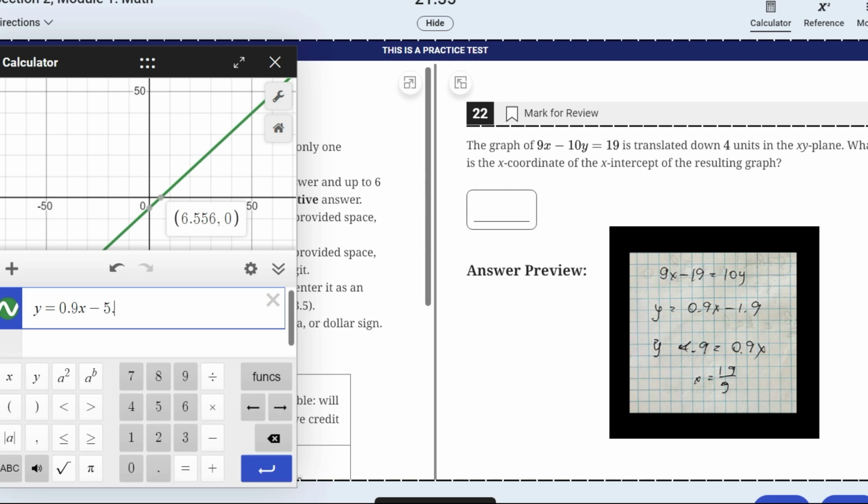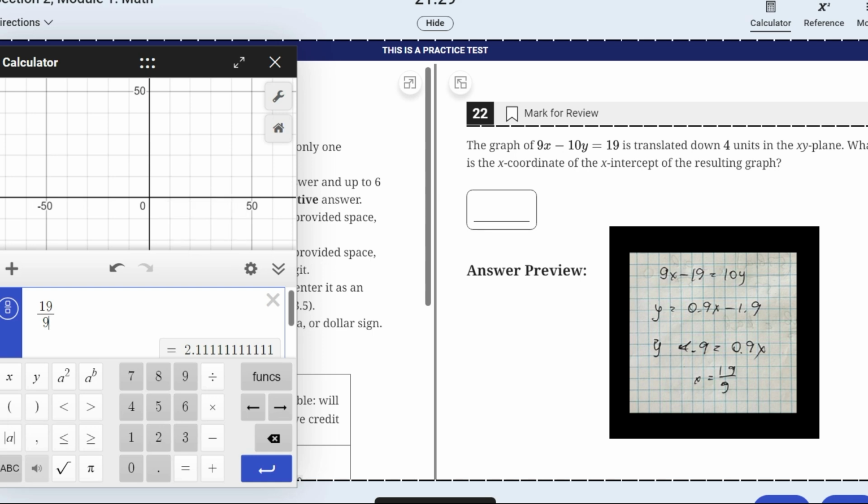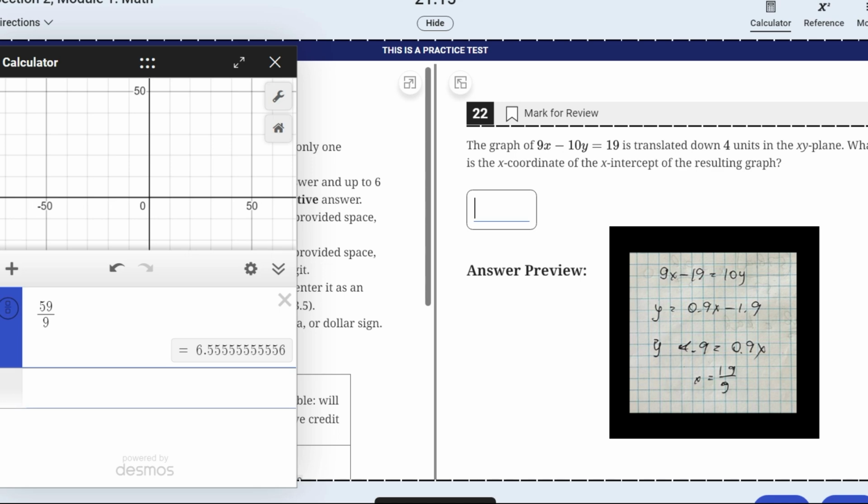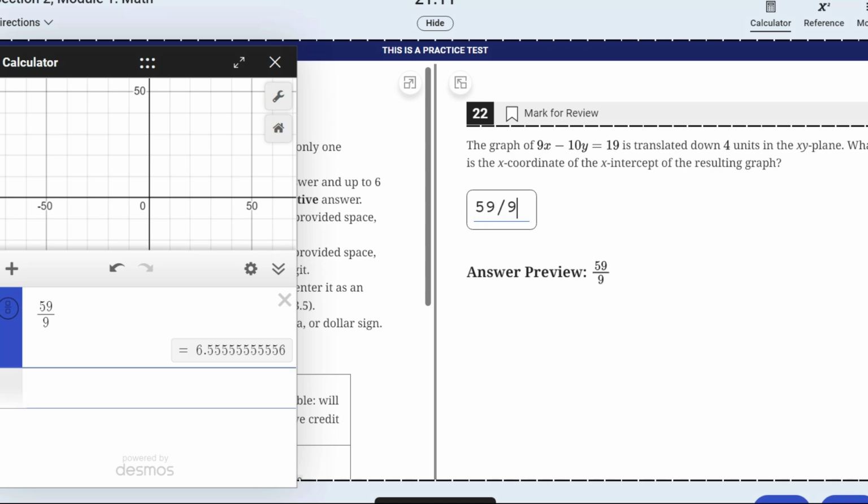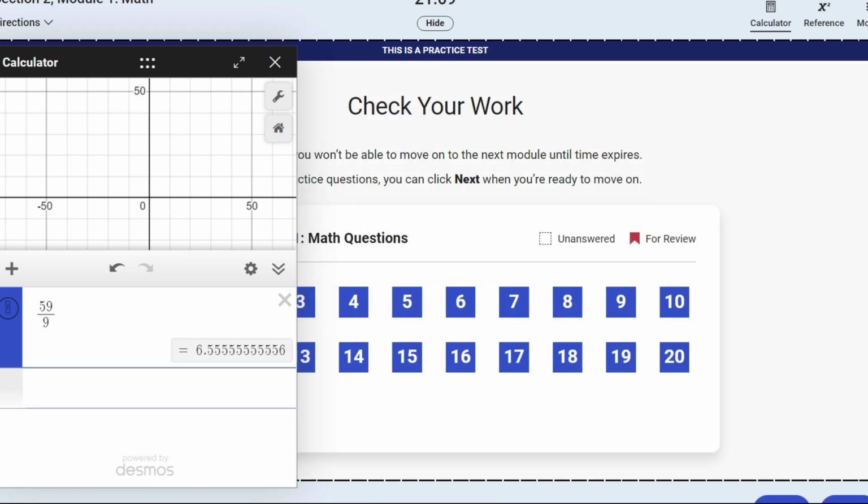Okay, first I entered 19 over 9 looking from my notes, and I see it's not 6 point something, so I know I made a mistake. Then again, I look at my notes. I realized that I didn't subtract 4. So now I'm doing that, and this is the value that I'm supposed to get. I'm writing this improper fraction, and then I'm done. And for part 1.